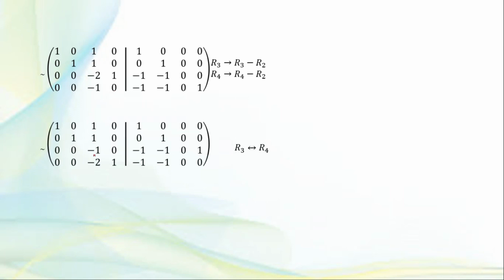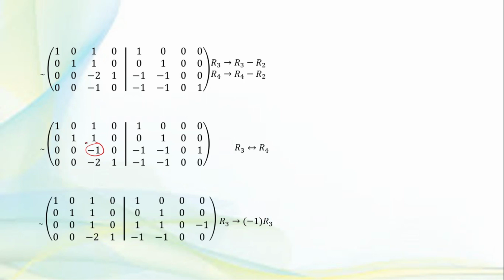Next, moving to the third row, here 0 0 minus 2 1, and in the fourth row 0 0 minus 1 0. Here we can interchange these two rows. So the element in the third diagonal will be minus 1. So R3 changes to R4. This is our matrix. Next, here this is the element minus 1. We want to make it 1 because the diagonal element of an identity matrix is 1. So the transformation is R3 changes to minus 1 into R3. So the matrix will be like this.